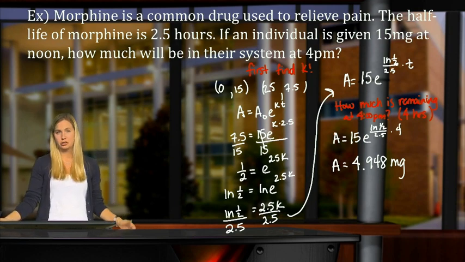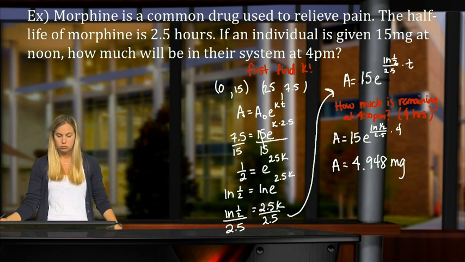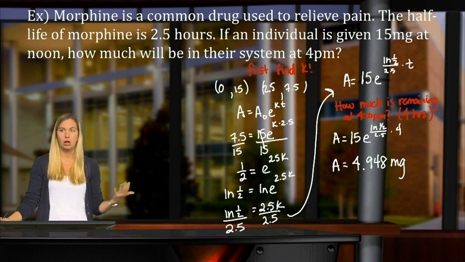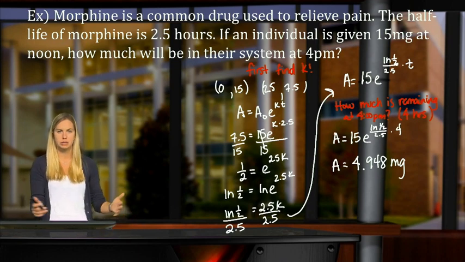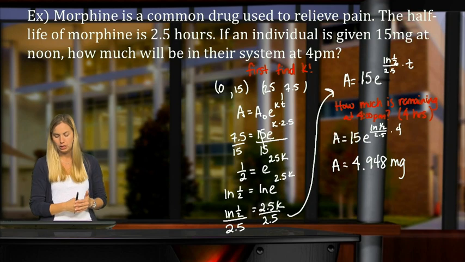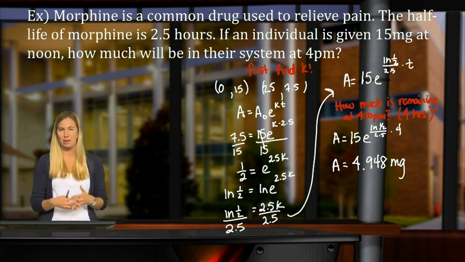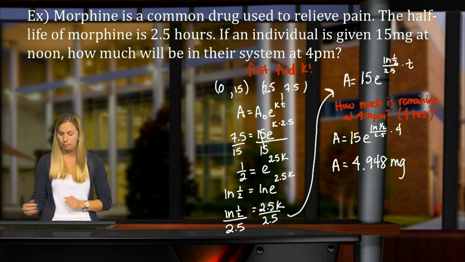Now you can check your answer pretty easily in terms of whether or not it's reasonable. If we had gotten a value greater than 7.5, we know that that's not reasonable because more than 2.5 hours had passed. So we should have less than half of what we originally had. If we'd gotten a negative number, also not reasonable. We can't have negative number of milligrams of morphine. So make sure that you think about your answer and check to make sure whether or not they make sense based on the context of the problem.